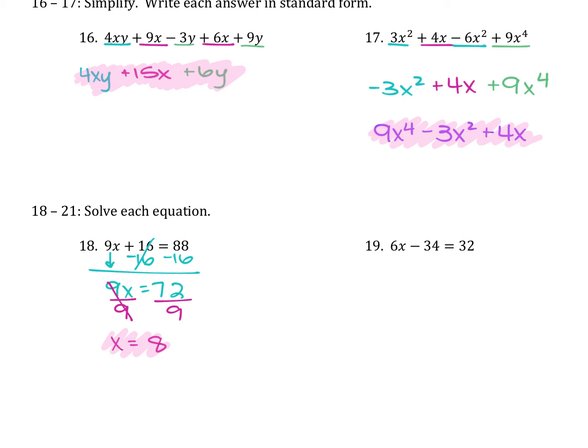For number 19, we have 6x minus 34 is equal to 32. We're going to start this one by adding over our 34. On the left side, those 34s cancel. You drop down your 6x. The 4 plus 2 is 6, and the 3 plus 3 is 6. So that gives us 6x is equal to 66. Divide each side by your 6, and you get that x is equal to 11.